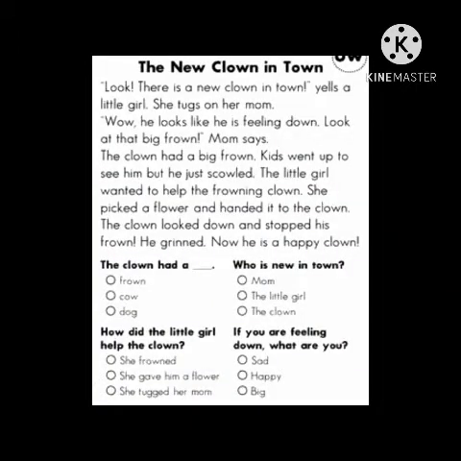The new clown in town. Look, there is a new clown in town, yells a little girl. She tugs on her mom. Wow, he looks like he is feeling down. Look at that big frown, Mom says. The clown had a big frown. Kids went up to see him, but he just scowled. The little girl wanted to help the frowning clown.